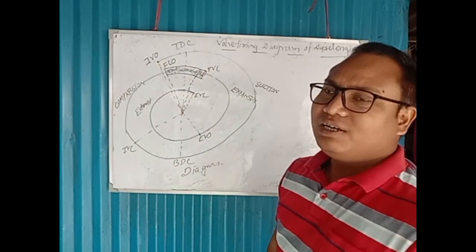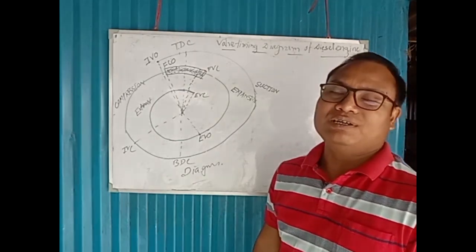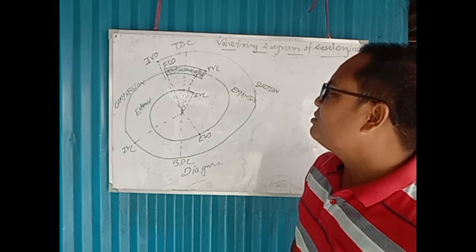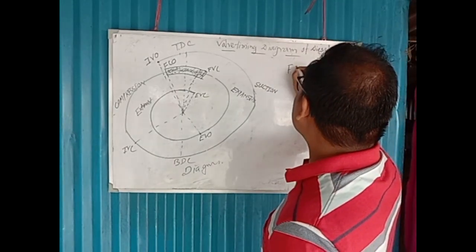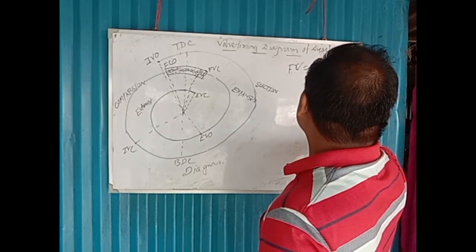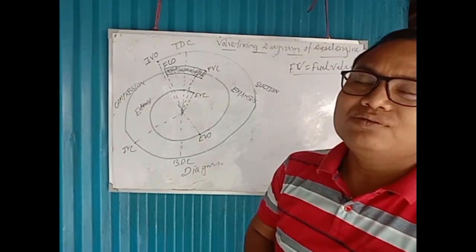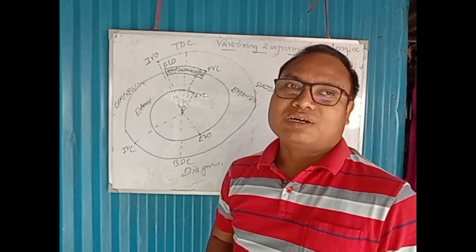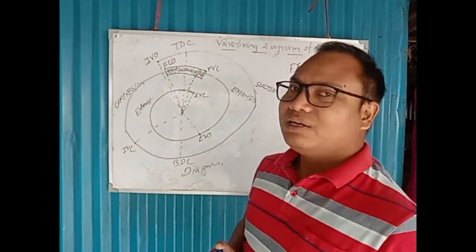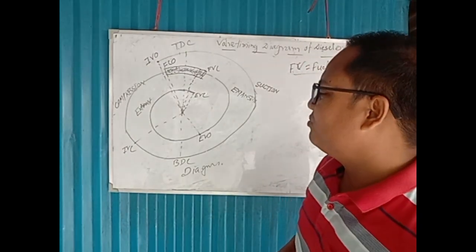Generally, in a petrol engine, we see two valves, the inlet valve and the outlet valve. Here we can see another valve, this fuel valve. In a diesel engine we use the fuel valve. The fuel valve is generally used to deliver the fuel into the engine cylinders through the fuel injector. This is the fuel valve.